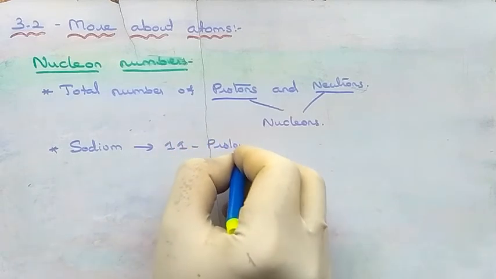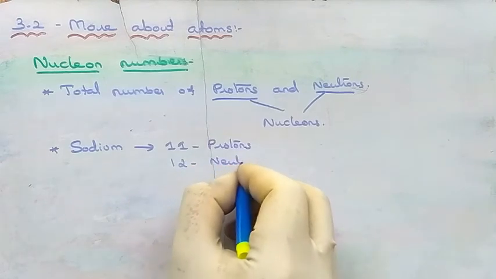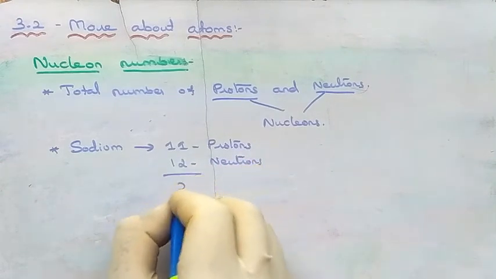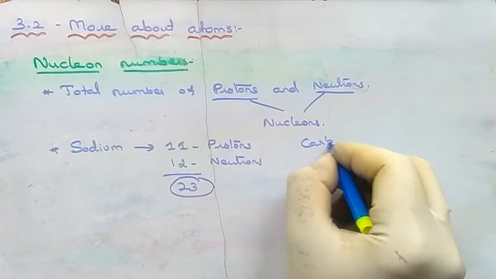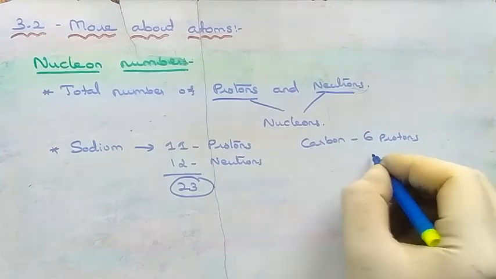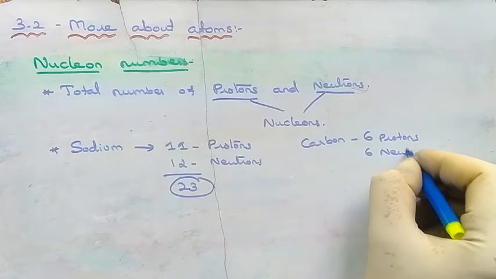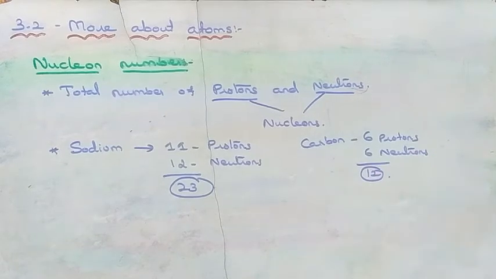For example, sodium has 11 protons and 12 neutrons. So the nucleon number of sodium is 23. And for carbon, there are 6 protons and 6 neutrons. So the nucleon number of carbon is 12. So this is how nucleon number should be calculated.